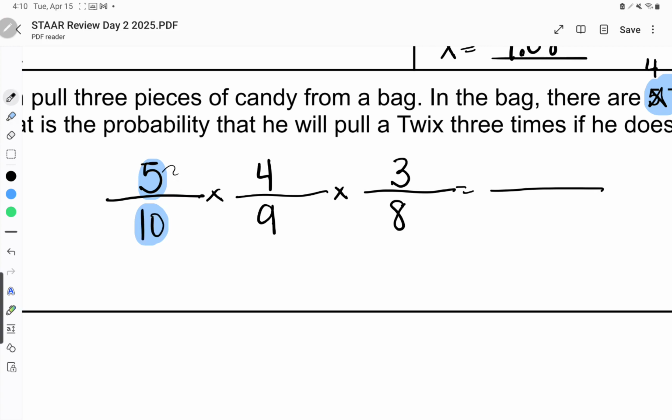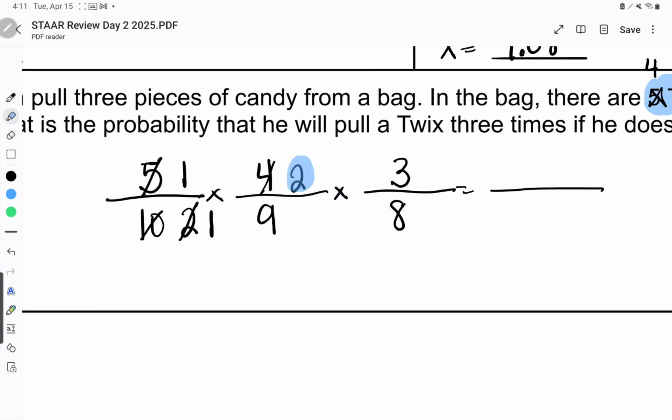We simplify before we multiply, so we'll start with 5 and 10. Both 5 and 10 are divisible by 5. So what's 5 divided by 5? 1. And then what's 10 divided by 5? 2. Now we'll check 4 and 9, and that can't be simplified. We'll check 3 and 8, so that can't be simplified. Then we'll check our diagonals. We have 1 and 9, and that can't be simplified. And then we have 2 and 4. That can be simplified because both 2 and 4 are divisible by 2. 2 divided by 2 gives us 1, and then 4 divided by 2 gives us 2.